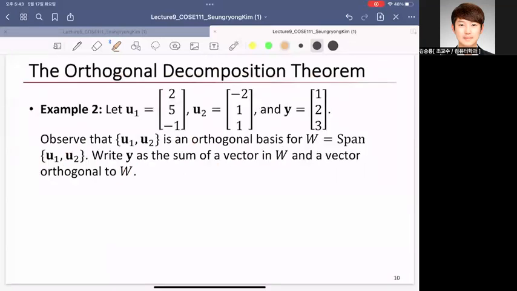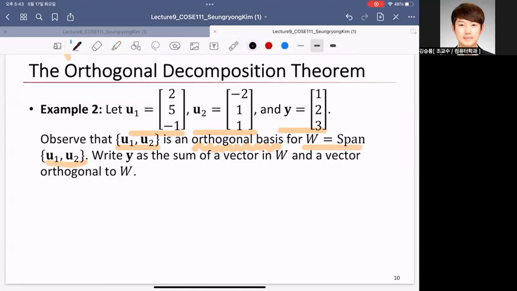So first of all, let me show you an example that can benefit from the orthogonal decomposition theorem. Let's suppose that we have vectors u1, u2, and y. First of all, observe that the set {u1, u2} is also an orthogonal basis for the subspace W spanned by u1 and u2. We already know this one, right?